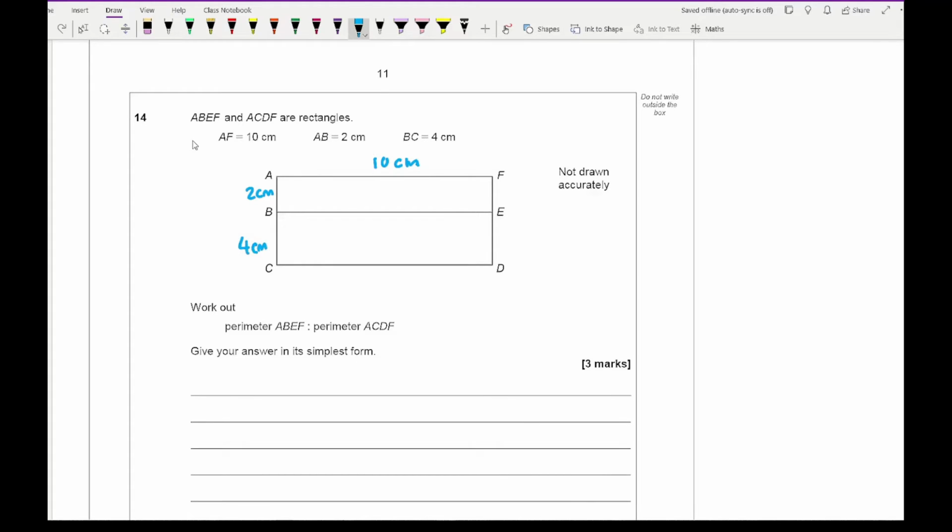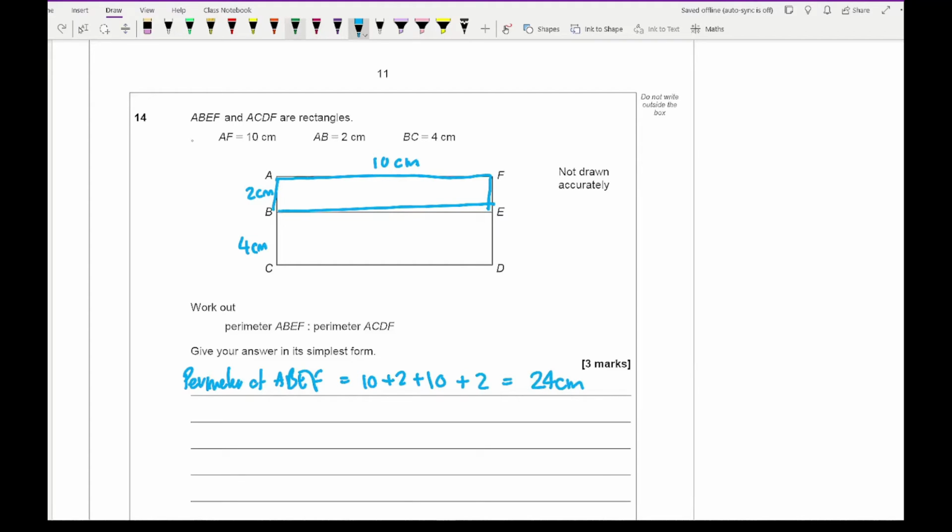Now the question is saying work out the ratio of the perimeter of ABEF and the perimeter of ACDF. So here, in terms of the perimeter of ABEF, which is the small thin rectangle, if I just highlight that in blue, then that there is going to be 10 plus 2 plus 10 plus 2, which is 24 centimeters.